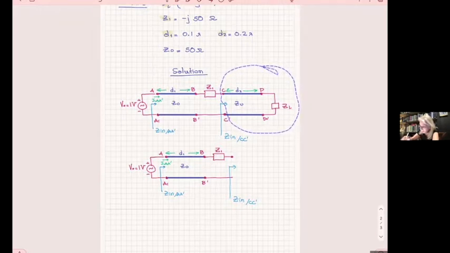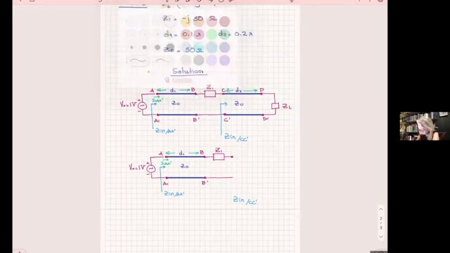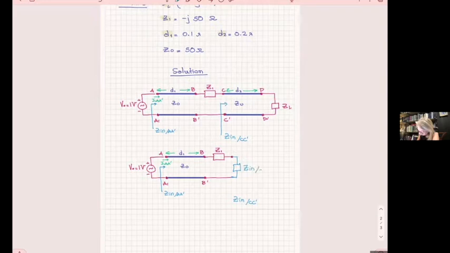So what I will do here, I will move this out. I will put the impedance I found here. I will use a different color to remind you that I have calculated that. And that's my Z input at CC prime.